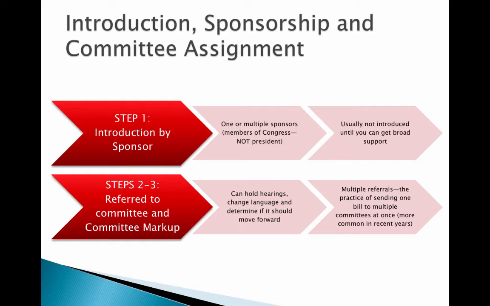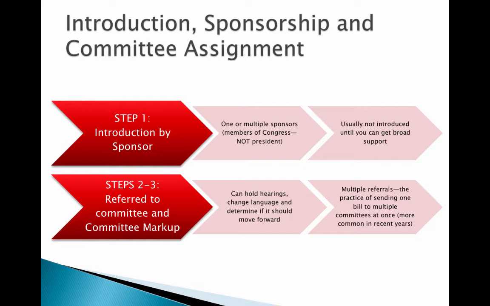Steps 2 through 3. Most bills get introduced, nothing happens. So if you make it to step 2 and 3, well, good for you. Step 2 is that the bill is referred to a committee. What that means is that the Speaker of the House, or in the Senate, the Majority Leader, will refer it to an appropriate committee, and sometimes committees, based on the subject matter of the bill. So they can hold hearings, they can change the language, they can determine whether it should move forward, and that's step 3, which is committee markup.